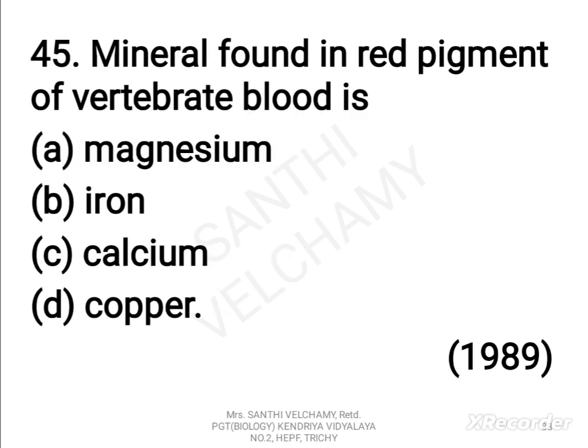Yes children, so whatever we studied you must have understood. So let us come to the 45th question. The mineral found in the red pigment of the vertebrate blood is: A. magnesium, B. iron, C. calcium, D. copper. The correct answer is B.